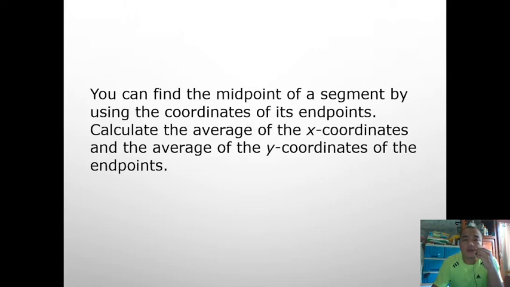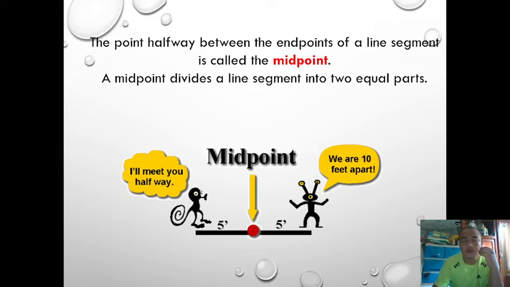You can find the midpoint of a segment by using the coordinates of its endpoints. Calculate the average of the x-coordinates and the average of the y-coordinates of the endpoints. The point halfway between the endpoints of a line segment is called the midpoint. A midpoint divides a line segment into 2 equal parts.